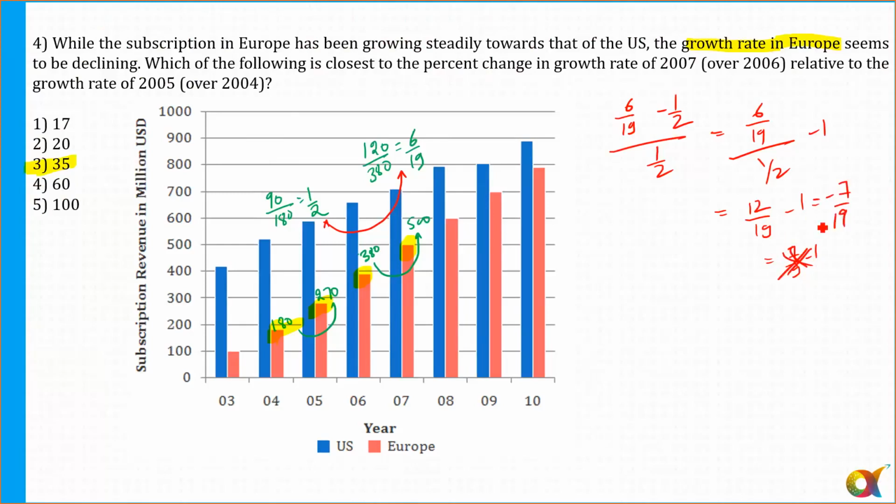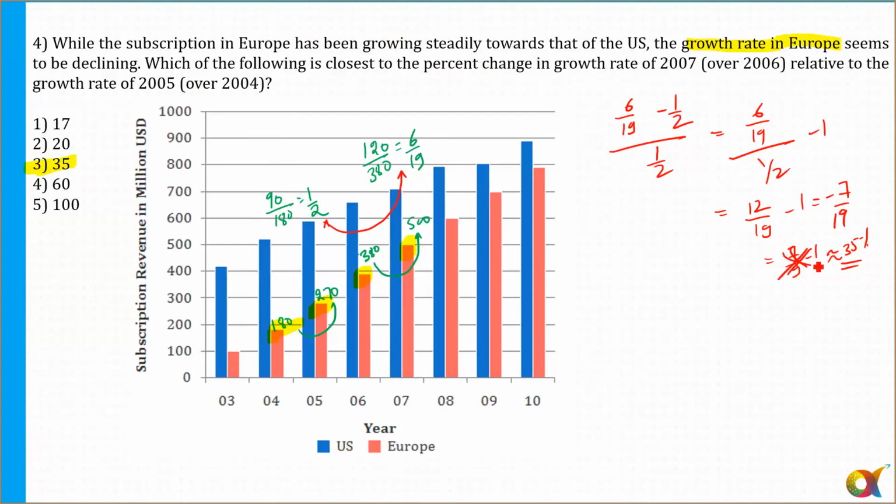Because you all know 1/19 is 5.26. So 7 into 5.26: 7 5s are 35, so approximately around 35. So the nearest option is 35. You do not need to calculate the exact value. So let's move to question number 5. Any doubts to anyone in question number 4?